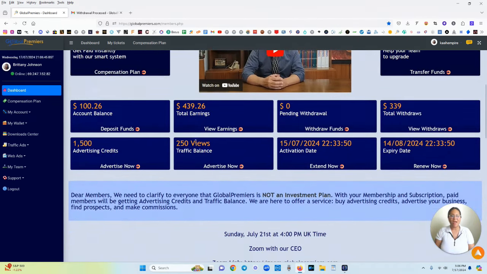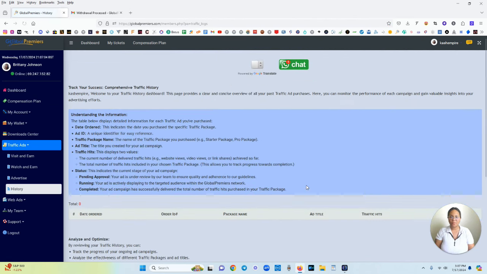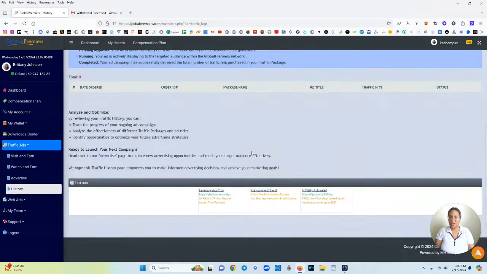And as you can see, I was able to withdraw my money, and I kept this in my account balance because I do plan to advertise on the platform. Like I said, you have two different ways that you can watch and view ads. You can visit and earn, which is visiting websites, or you can watch and earn, which is watching YouTube videos. So going over here to history, I also want to show you, it's not showing, but you can see members' ads right here.